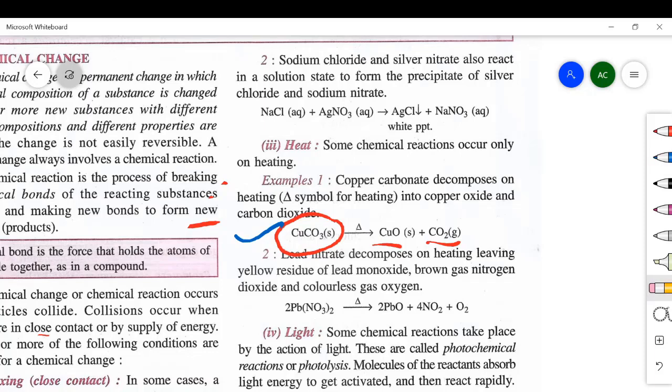Let's see the second example. The second is lead nitrate. Lead nitrate decomposes on heating. On heating, it will give you lead monoxide, a brown gas, that is nitrogen dioxide, and a colorless gas, oxygen. So one compound breaks down into three simpler compounds. This is also an example of a decomposition reaction which we will study further. Here also, only when it is heated does this breaking down happen.